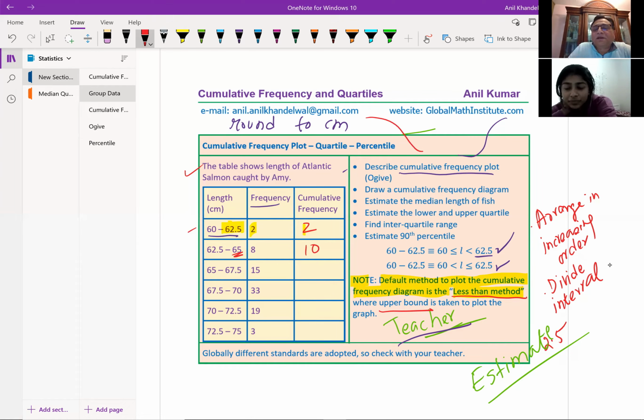It has a different name, ogive also. Many students will use this in different parts of the world. Then draw the cumulative frequency diagram. That's what we are going to do. From the diagram, we are going to estimate the median length of fish, estimate the lower and upper quartile, and find the interquartile range and the 90th percentile, and we do all those calculations. So let's begin with the cumulative frequency graph.